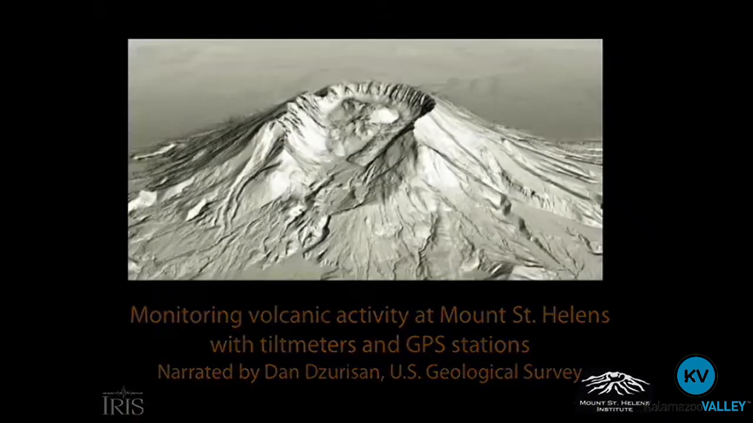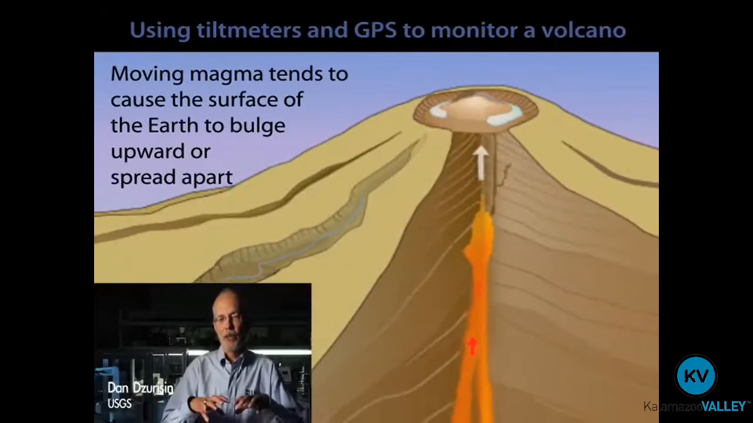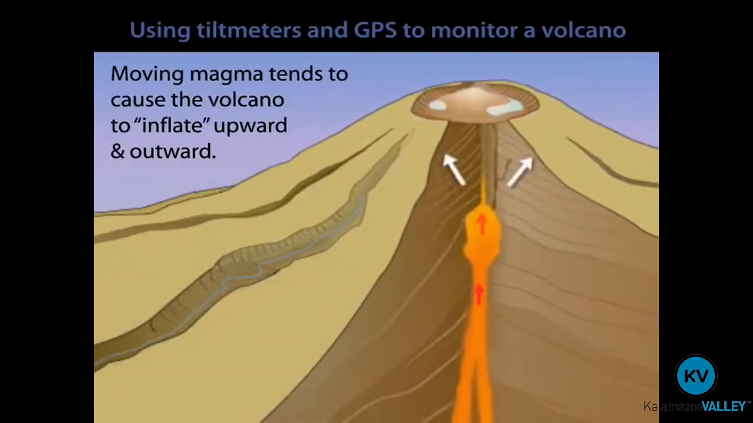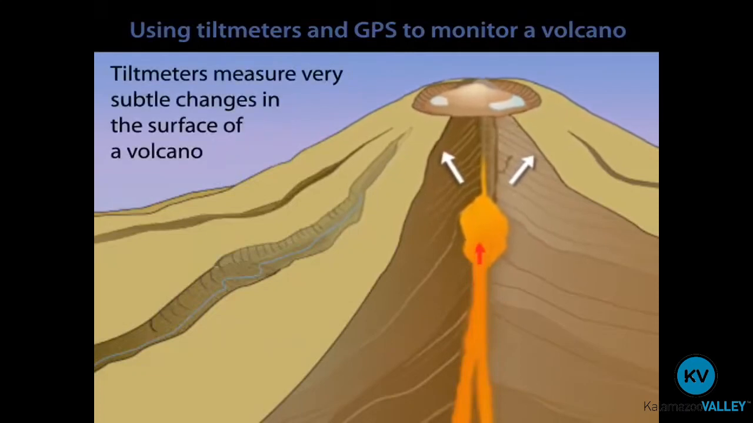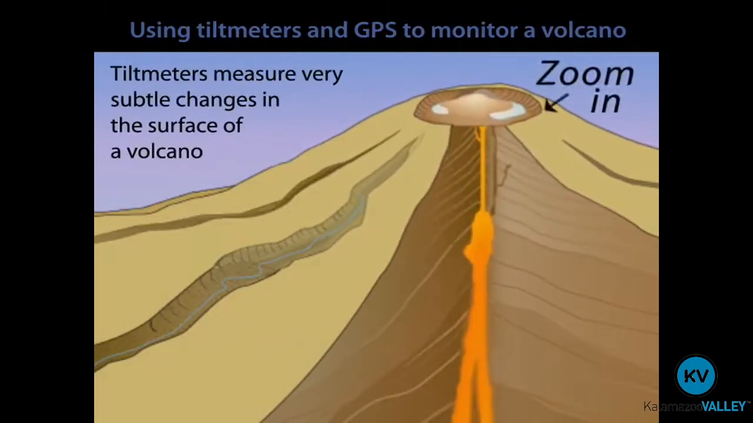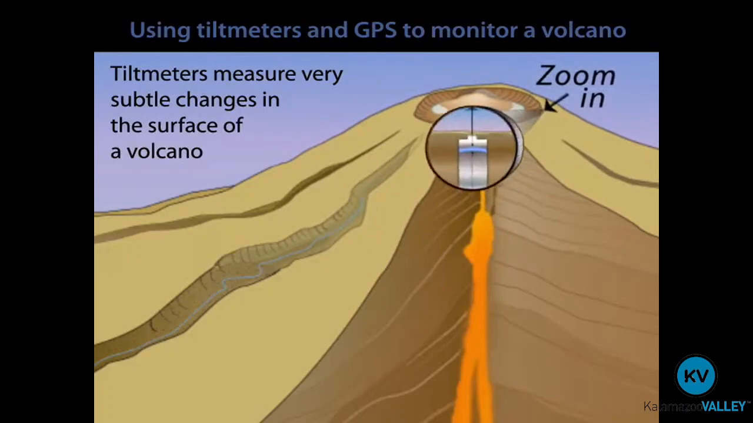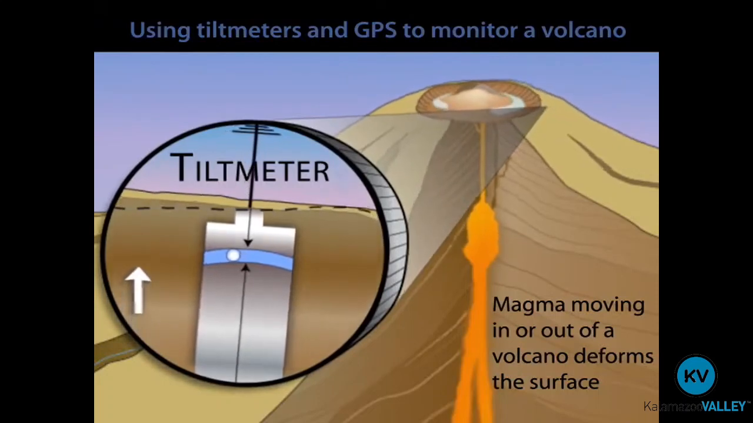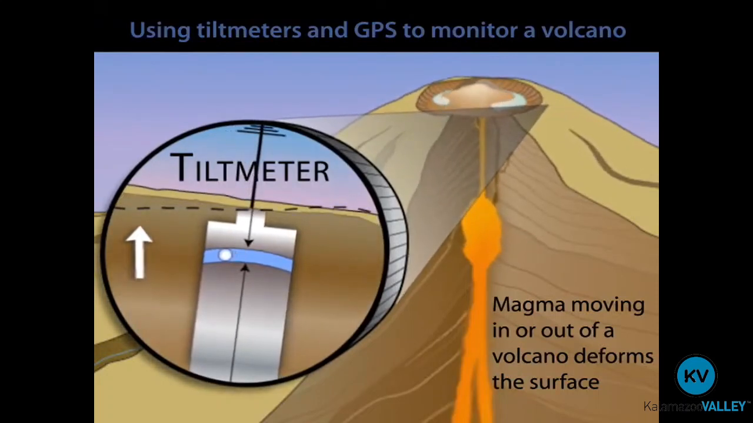One of the things moving magma tends to do is it tends to deform the surface of the Earth. It tends to cause the surface to bulge upward or to spread apart. One of the instruments we use to measure deformation is a tilt meter. A tilt meter measures very subtle changes in the surface of the Earth as magma accumulates beneath the station or moves upward, for example. Another instrument we use is the Global Positioning System, or GPS.